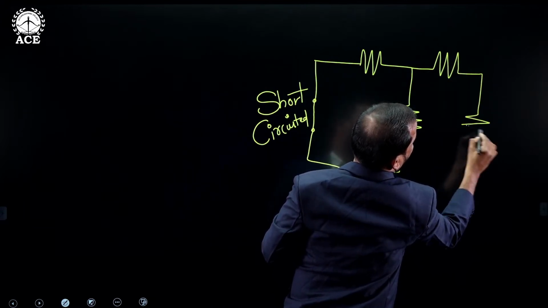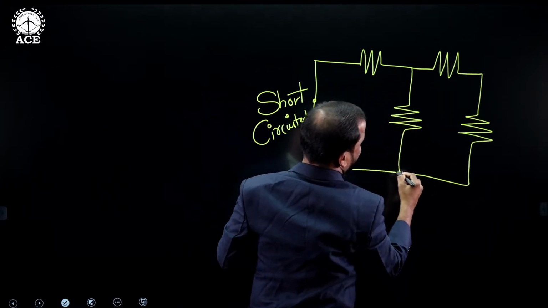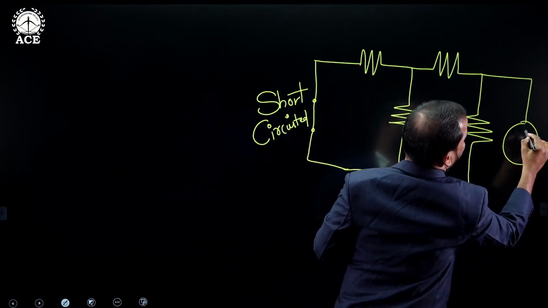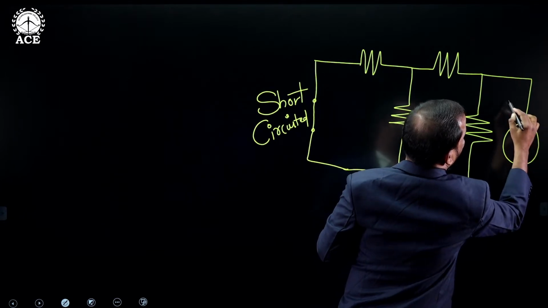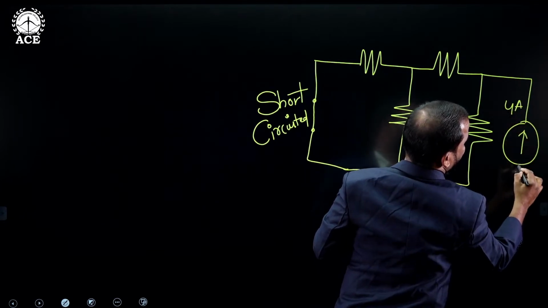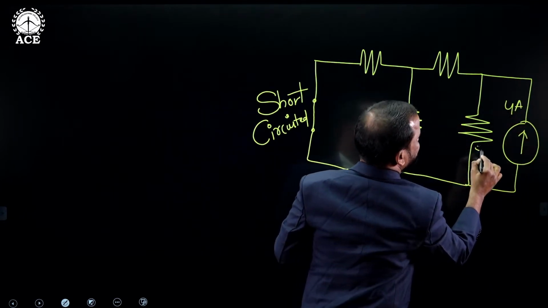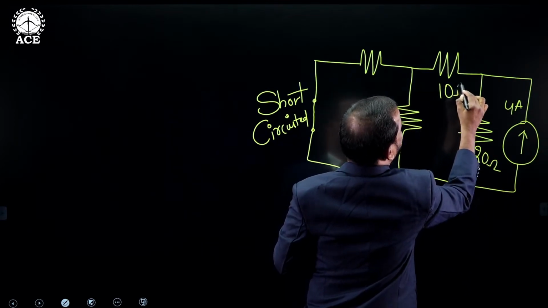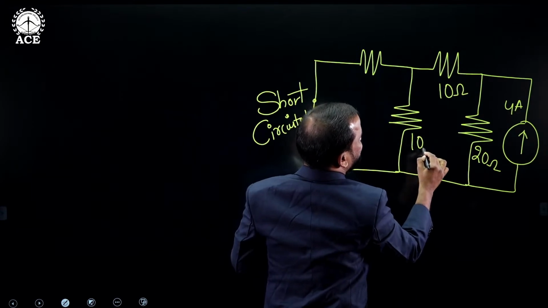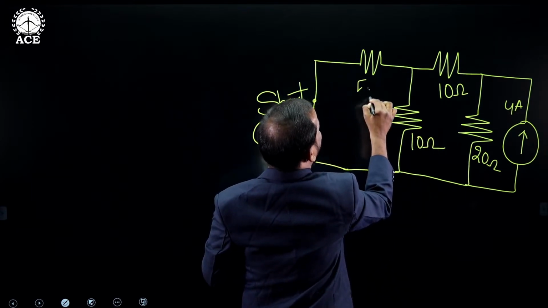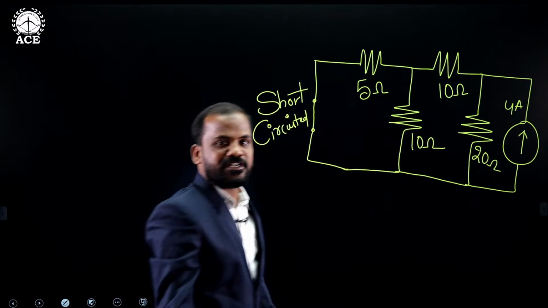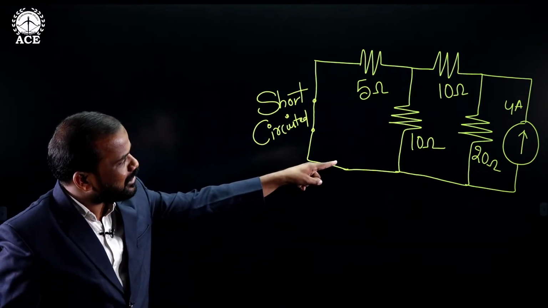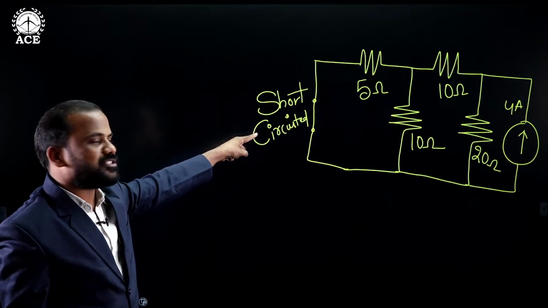Yes. So here, this particular current source, how much is it? 4 ampere of current source is acting alone. Now this value is how much? 20 ohms. This is 10 ohms. This is 10 ohms and this one is how much? 5 ohms. Now see here, under case number 2, when current source is acting alone, voltage source is short circuited.